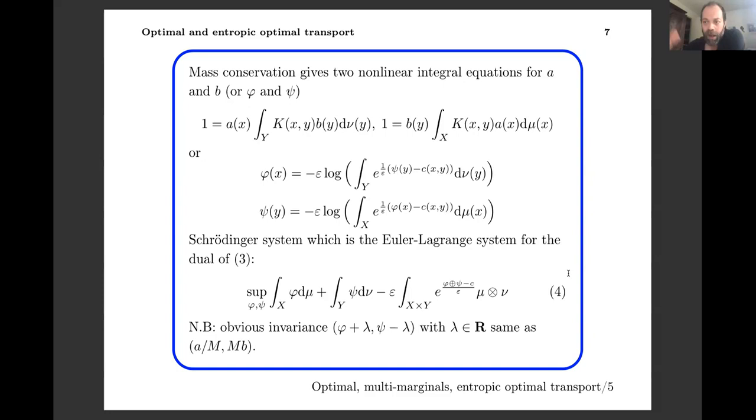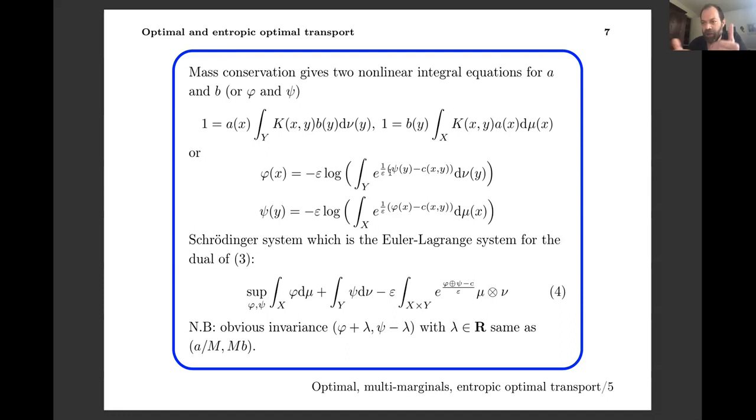So just a very basic remark is that, as in the Kantorovich problem, you have an obvious invariance in the problem. If you add a constant to phi and you subtract it from psi, you don't change anything in this dual problem and in the Schrödinger system. I will call the Schrödinger system this set of two equations: phi equals minus epsilon log blah, blah, blah, and psi equals minus epsilon log blah, blah, blah. And in terms of A and B, it means that there is a multiplicative invariance. If you multiply A by a positive constant and you divide B by the same constant, the system is invariant. So some normalization has to be made if you want to have uniqueness results, for instance.